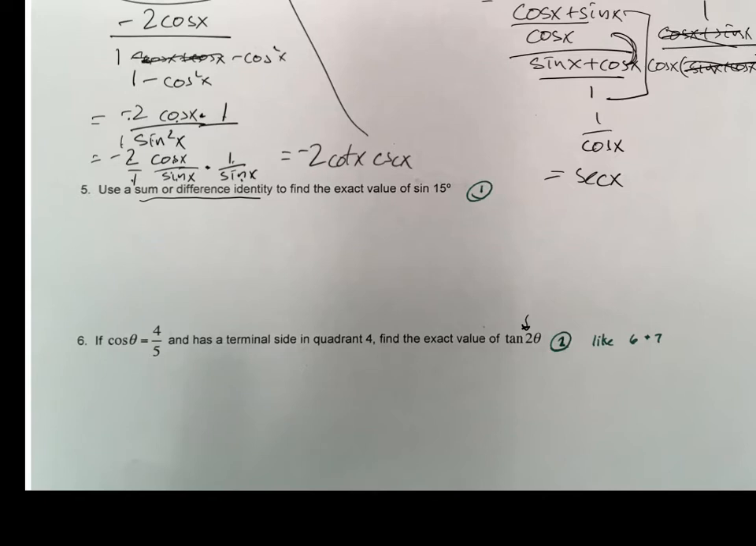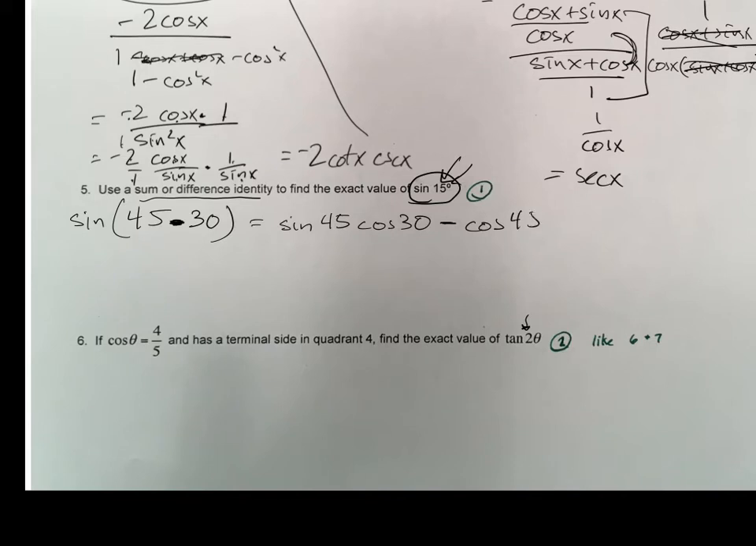So sum or difference means you have to add or subtract to get to 15. The goal is the 15. So I'm going to subtract: 45 minus 30, because 45 minus 30 is 15, and of course it's sine. Look at the formula sheet. It tells you exactly what to do. Sine of the first angle times cosine of the second angle. Now for the plus or minus sign, the signs match. So if that's a minus, this is a minus. And then the formula is cosine of the first angle, sine of the second angle.